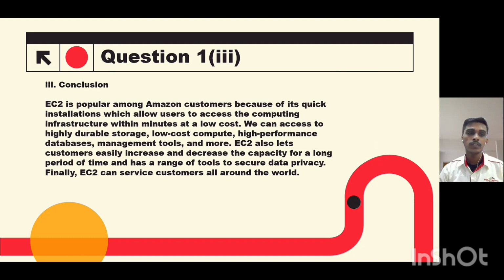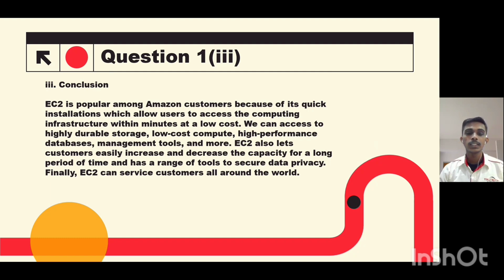And question 1, number 3, which is conclusion. EC2 is popular among Amazon customers because of its quick installation, which allows users to access the computing infrastructure within minutes at a low cost. We can access highly durable storage, low cost compute, high performance database management tools, and more. EC2 also lets customers easily increase and decrease the capacity for a long period of time and has a range of tools to secure data privacy.